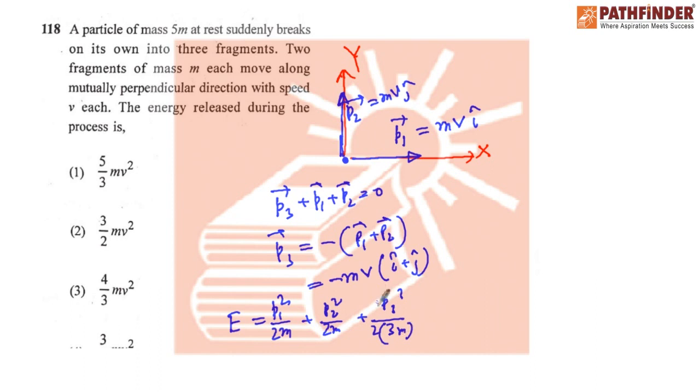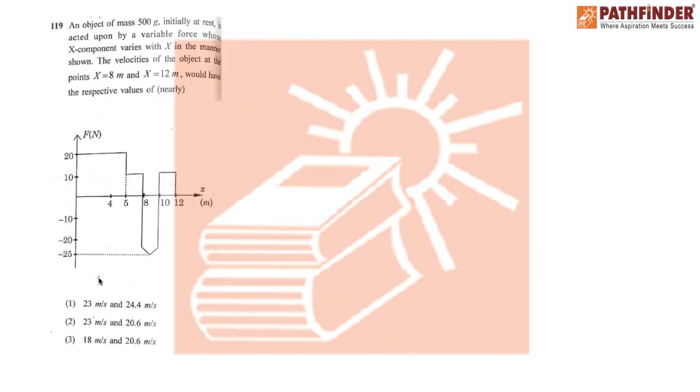You know the p1, p2, p3 values. So you do that, you will get it is 4 by 3 m v squared, which means our option number 3 is the correct one. An object of mass 500 gram initially at rest is acted upon by a variable force.